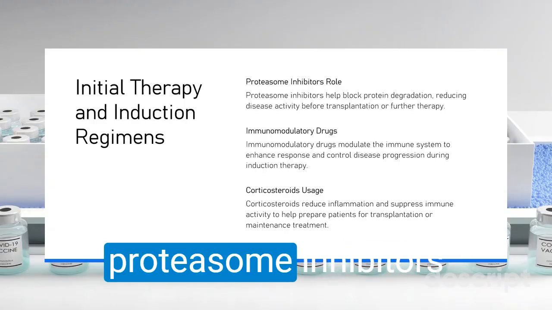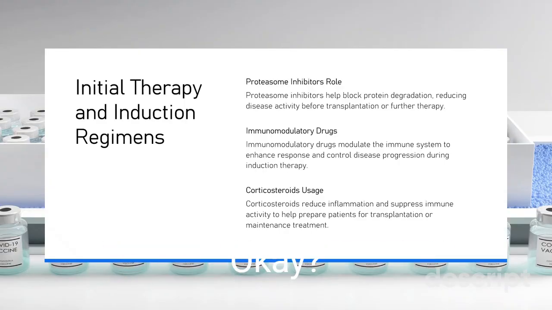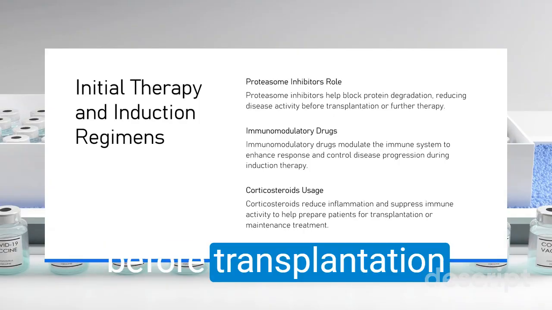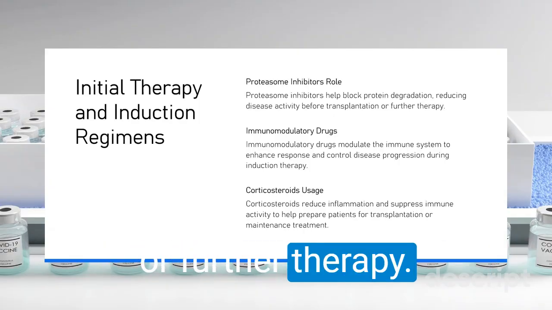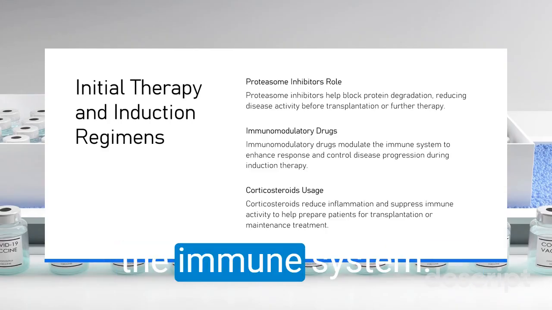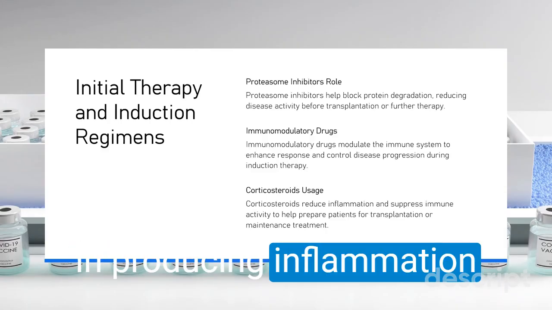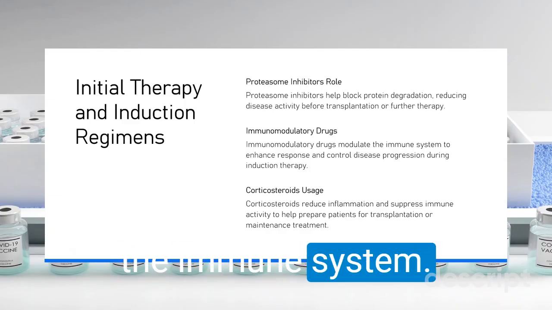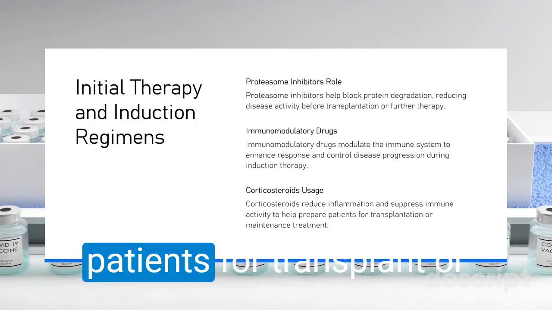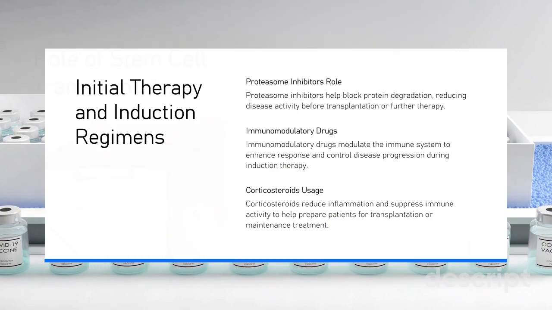So to look at the proteasome inhibitors' role, they help with protein degradation, okay? So that leads to a reduction in the disease activity before transplantation or further therapy. Then the immunomodulatory drugs focus on modulating the immune system. And steroids usually work in reducing inflammation and suppression of the immune system. So this is usually used in case we're preparing patients for transplant or maintenance treatment.